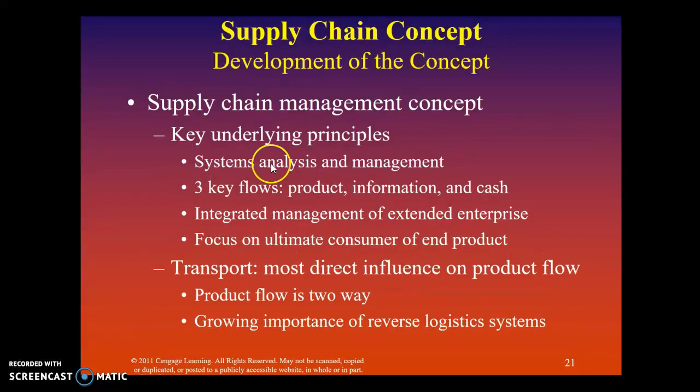While we study the key underlying principles of supply chain management and just what it actually means to business, we look at three key flows. We've got the product, the information, and cash. And sometimes the most direct influence on product flow is through transport. The product flow is a two-way street. It grows in importance with reverse logistics systems.